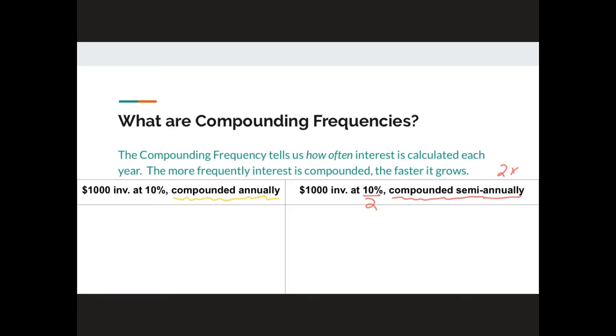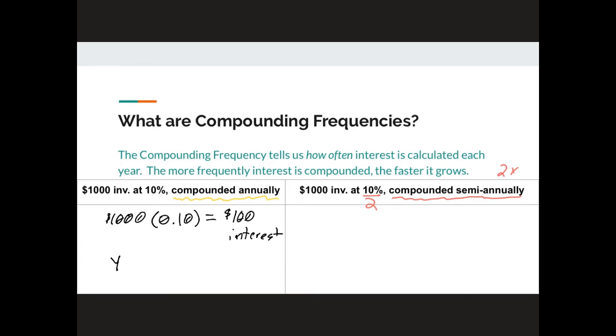Looking at the example on the left, we have $1,000. Let's see how much interest we earn after 1 year, invested at 10% compounded annually. So we're going to earn 10% of interest at the end of the year. 1,000 times 0.1. That's $100 worth of interest.